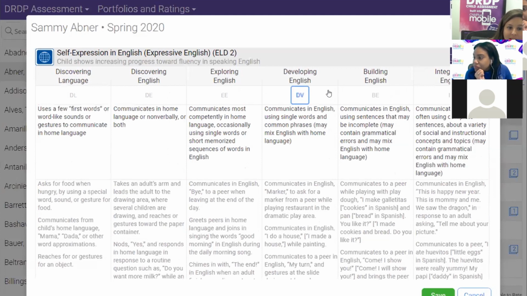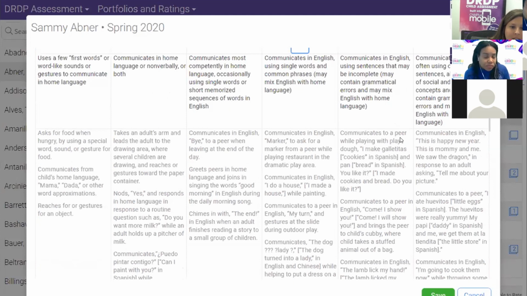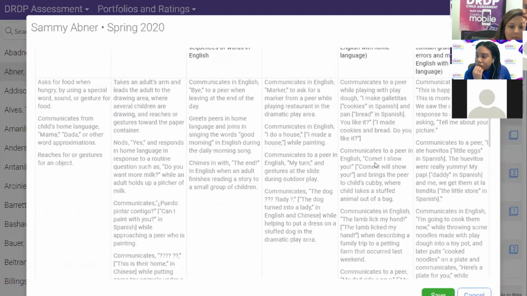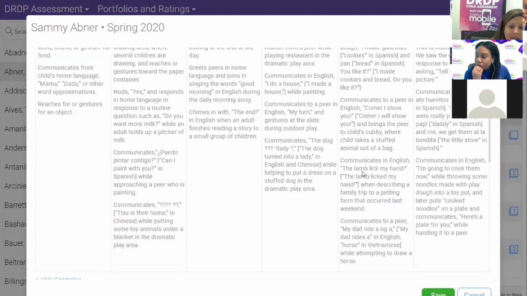So I'm going to go ahead and put the DV here, but let's jump up to building English like Carolyn showed us to do. It says communicates in English using sentences that may be incomplete. It says communicates to a peer while playing with Play-Doh, "I make cookies in Spanish and pan bread in Spanish. You like it?" So she's having a conversation, so she might be able to do that. Communicates to a peer, "Come, I show you," and brings the peer to a child's cubby where the child takes a stuffed animal out of the bag. Well, we know she's conversing, so she might be able to do that.